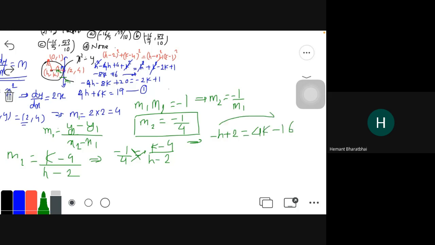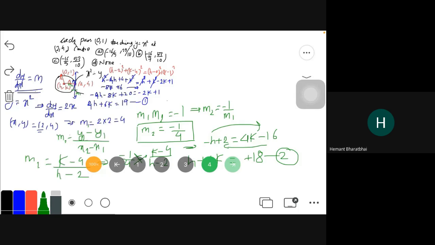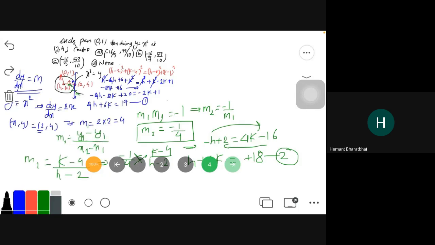So this term I'll take over here, this I'll take over here. So I'll get h plus 4k is equal to plus 2 minus 16, so that will be plus 18. So this is my second equation. So the first equation is 4h plus 6k is equal to 19, and the second equation I've got is h plus 4k is equal to 18.